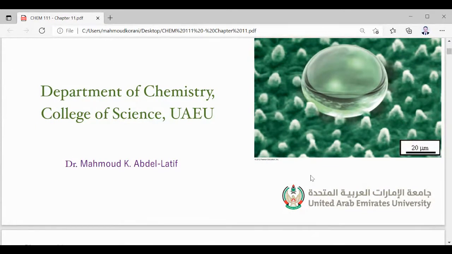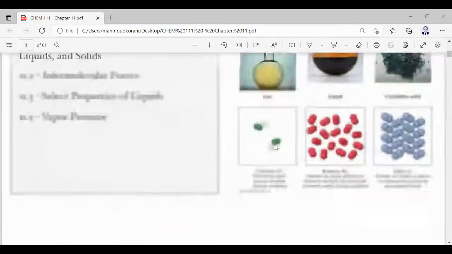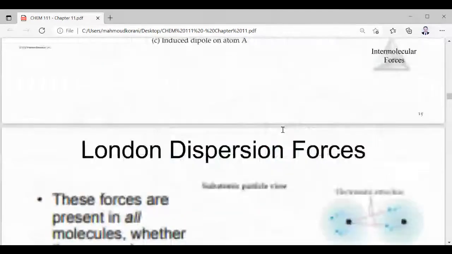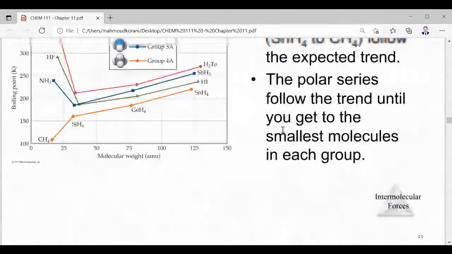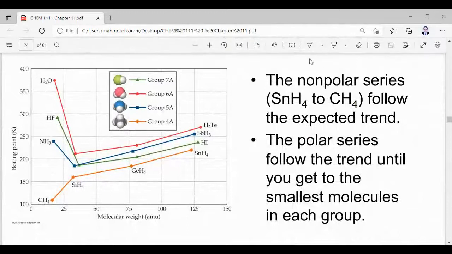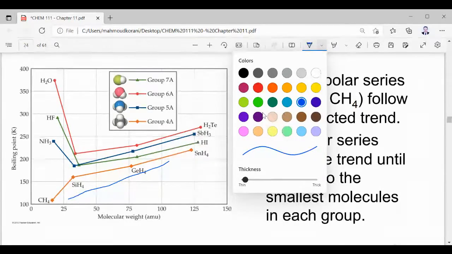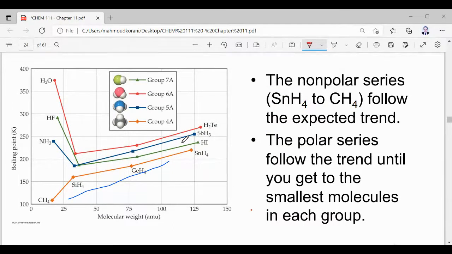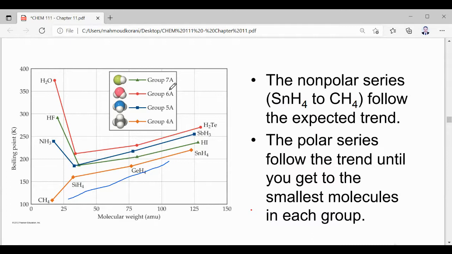And last time we reached exactly that figure, this one. Okay, and I told you that for the non-polar series, the trend is normal. Increasing the molecular weight increases the boiling point, while going to group 5, group 6 and group 7, the trend is normal until you go to the smallest molecule, and a strong anomaly happens by increasing the boiling point.